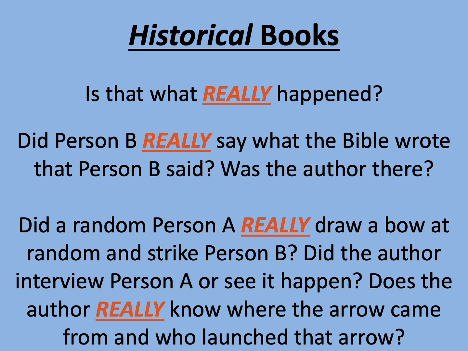Was the author there? Did they overhear person B saying it? Or did they make up what person B said, putting words into the mouth of person B? Did a random person A really draw a bow and strike person B? Did the author interview person A just to see how random it was, or did they see it happen? Does the author really know where the arrow came from and who launched that arrow? These, however, are modern questions that we are tempted to ask about the text as we're trying, in our minds, to get back behind the history to what really happened.